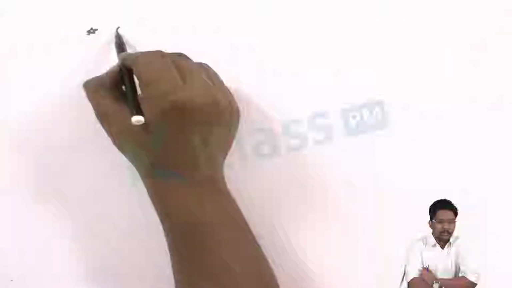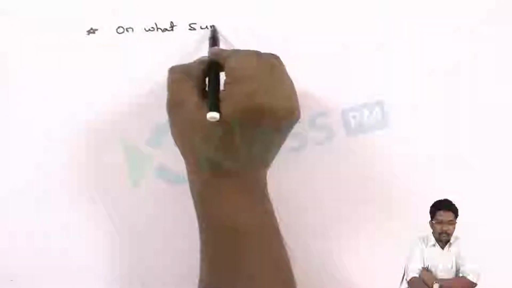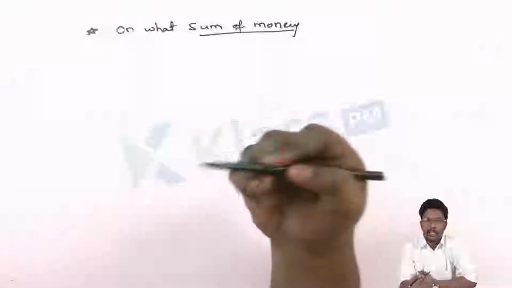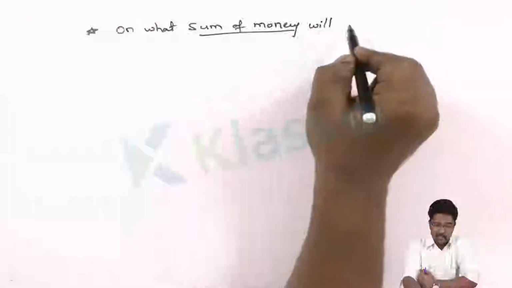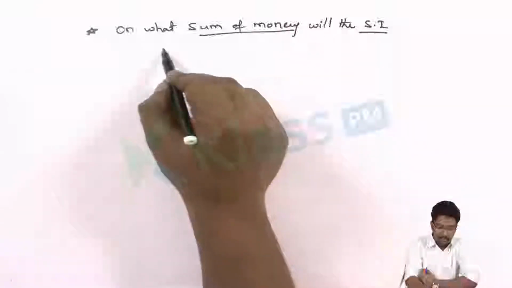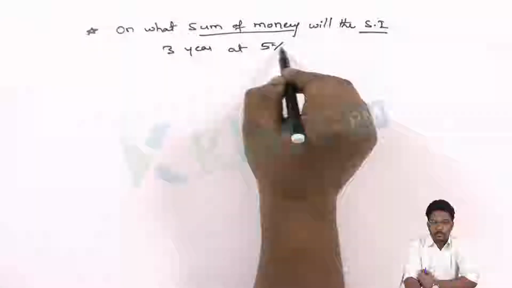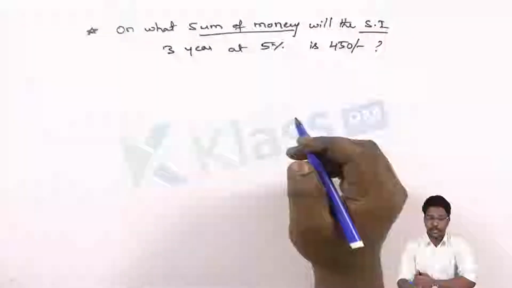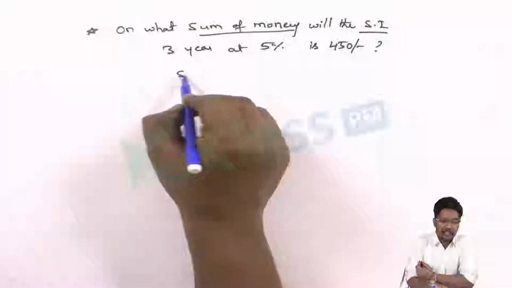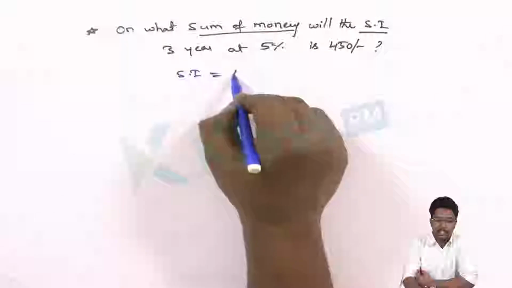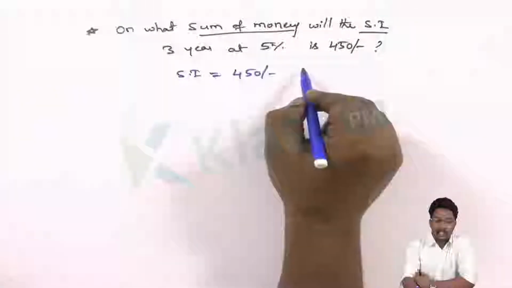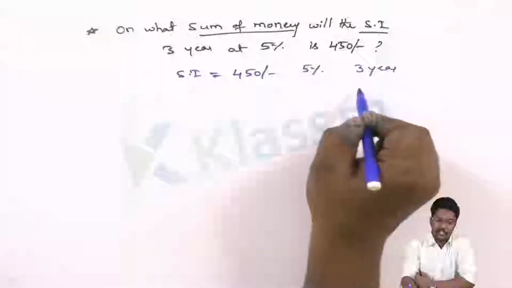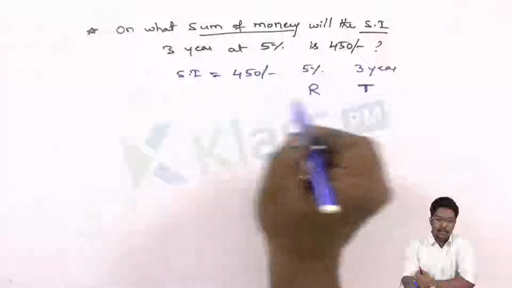On what sum of money? Sum of money means the amount I initially took from the bank. On what sum of money will the simple interest for 3 years at a rate of 5% per annum be 450 rupees? So taking the data from the problem is very important. Here he is mentioning the simple interest, only interest, the extra money, 450 rupees. At what rate? 5% per annum. And how many years? 3 years. So he has already given the time period, rate of interest and simple interest.